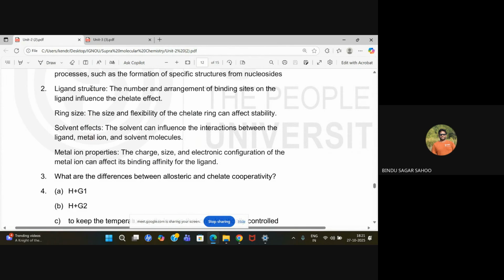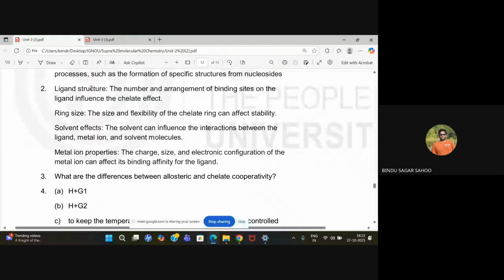For complex stability, another factor is that there must be a planar complex. If it deviates from the planar, then there will be a chance of decrease in stability. So the planarity should be maintained properly inside the complex. For ring size, I can conclude that if it forms a five or six member ring, the stability is good.